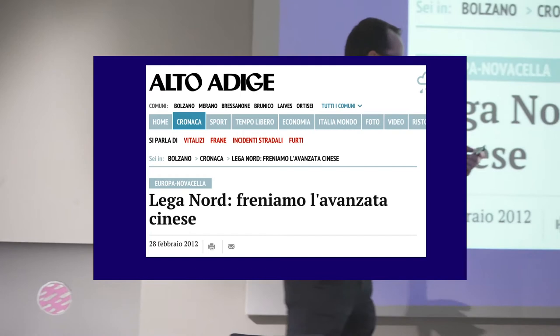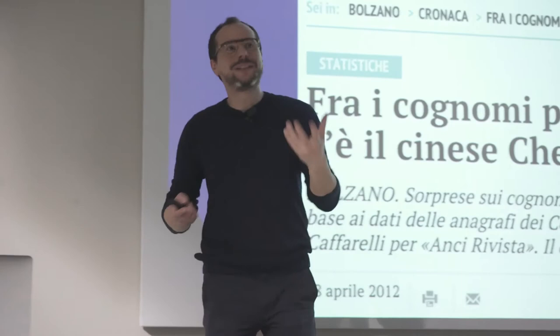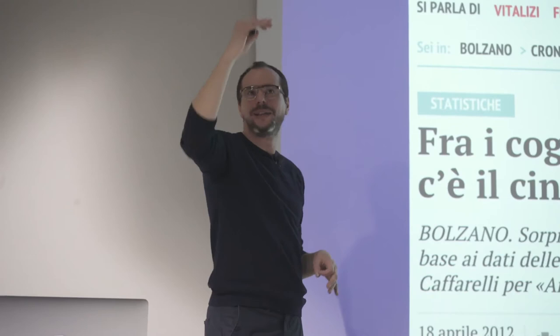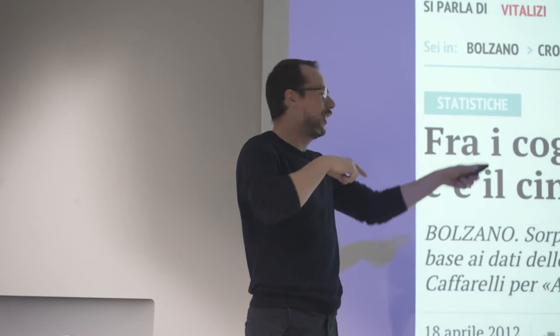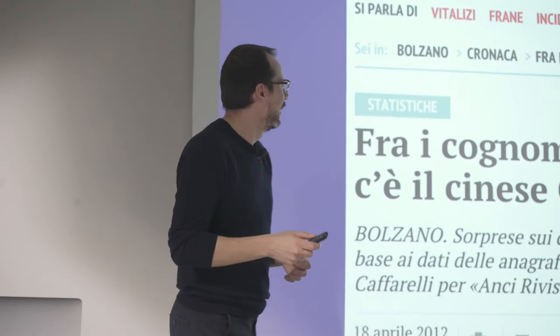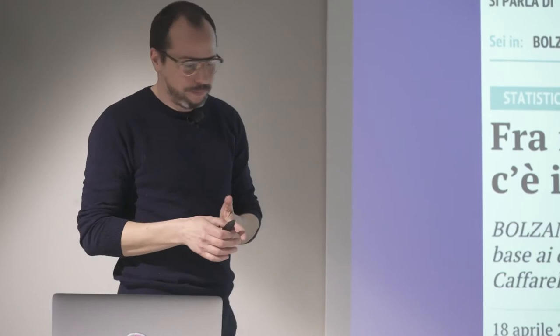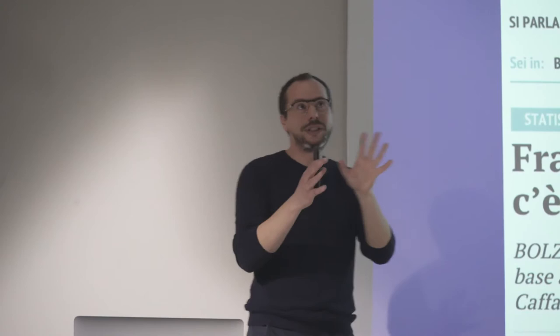And this one is my favorite. Among the most diffused surnames in Bolzano, we have the Chinese Chen. And then you read the article and you discover this surname is close to the 38th place in the ranking. So there are many other surnames before. And before the Chinese Chen, we have the Italian Gigliotti, that is from Calabria. So probably we should speak first of a Calabria invasion, so people from the south. Anyway, it's very curious that Chinese Chen was close to the 40th in the ranking, but the title was about, hey, look. So I think we collected more than 200 titles in 3 years, so it was a lot.